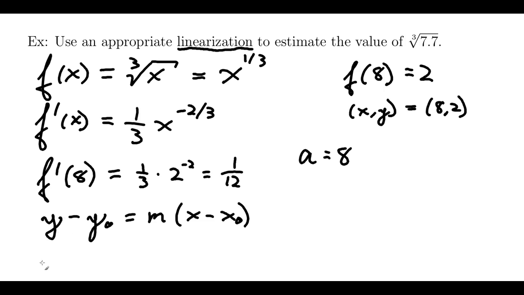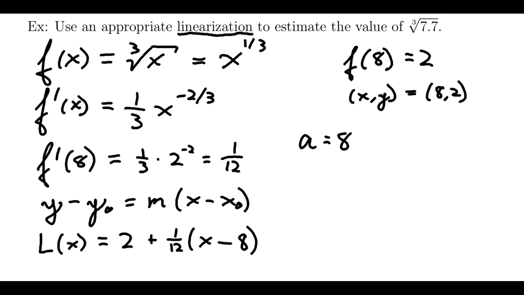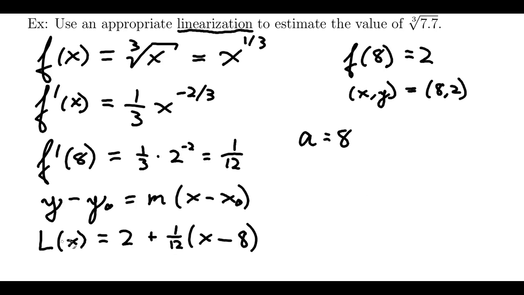Our y value here is the linearization L of x. y naught is the function value. f of 8 is equal to 2, so let's add that to the other side. So we have 2 plus, m of course is a slope, that is our derivative. We computed that to be 1/12. And we have x minus the x value in question, that was 8, is where we wanted to approximate this, right? So we have all of those pieces. This then would be the linearization, if you wanted to construct that explicitly.